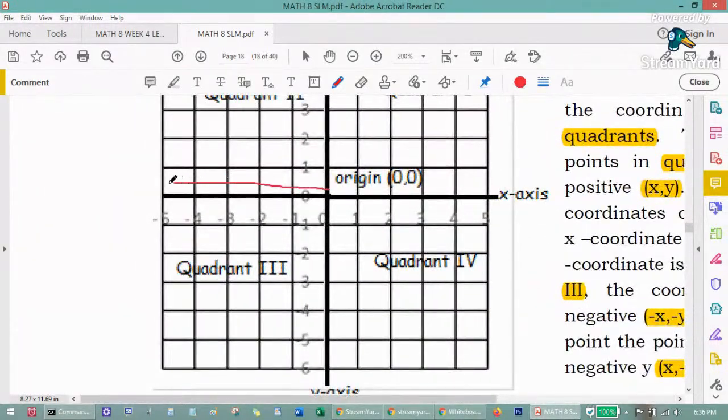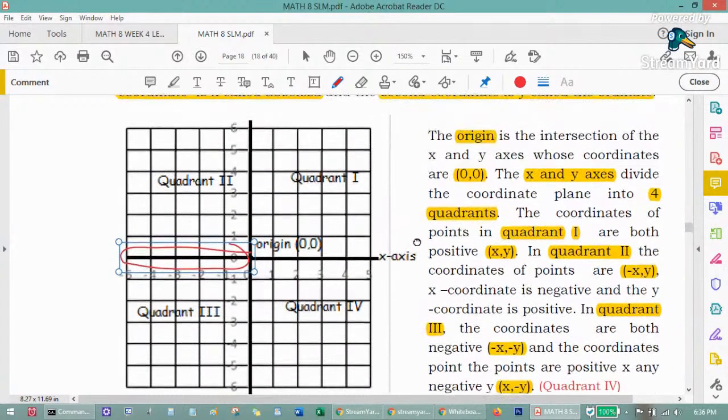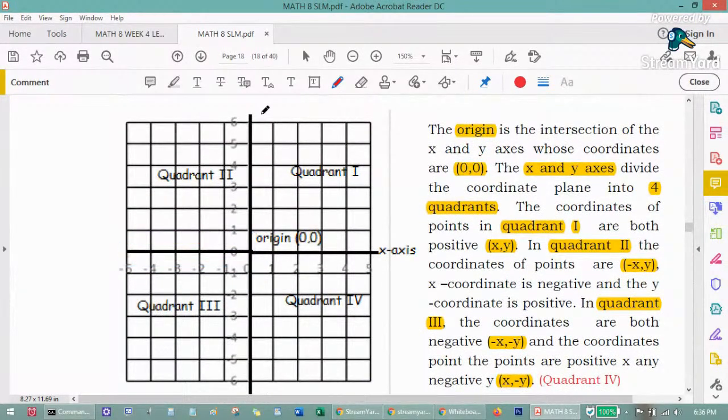So, negative x. And then itong y, dito sa taas is positive. Dito sa baba yung mga negative. So, we have a negative x and a negative y. That's quadrant 3. Lahat ng mga points na nandito is quadrant 3.